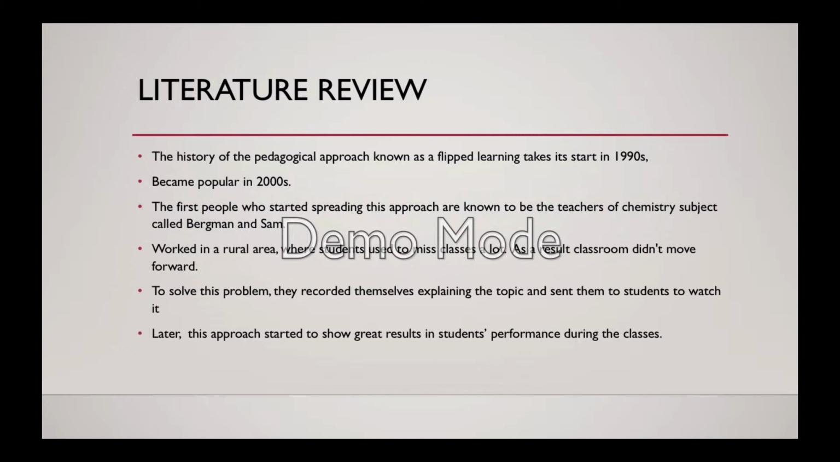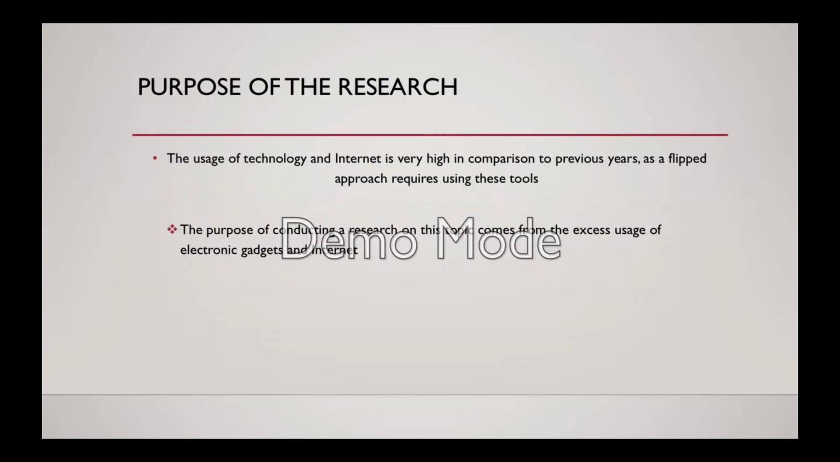So later, as this approach showed a lot of success, it started spreading among other teachers. The purpose of this research is that now is the 21st century, and the technology and internet is developing in a quick speed. So every youth has a mobile gadget nowadays, and they usually spend a lot of time on it. As flipped approach requires these tools that I mentioned before, the purpose of conducting research, especially on this topic, comes from the excess usage of electronic gadgets and internet.